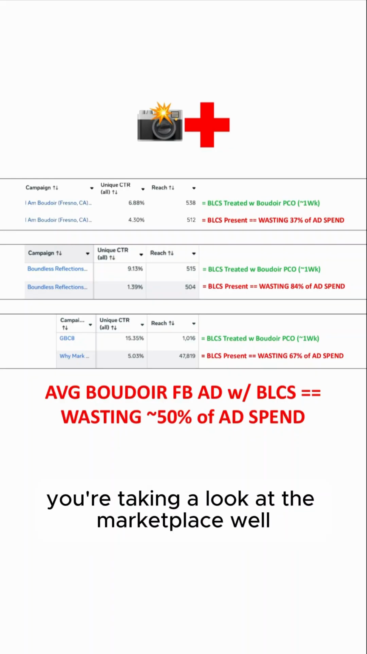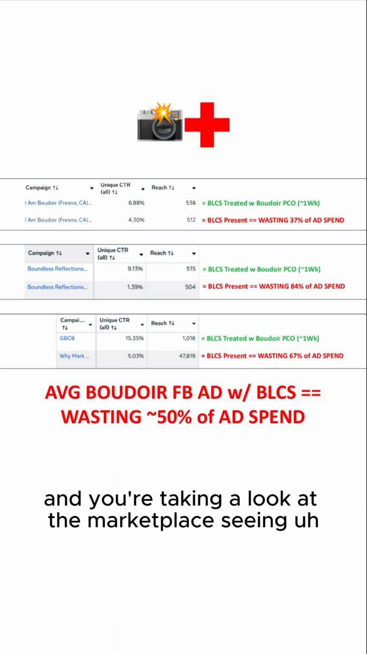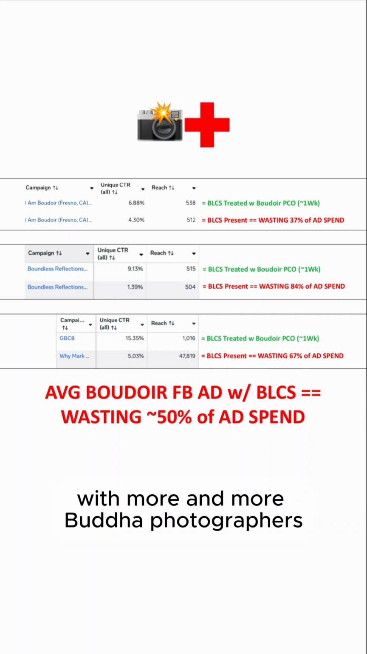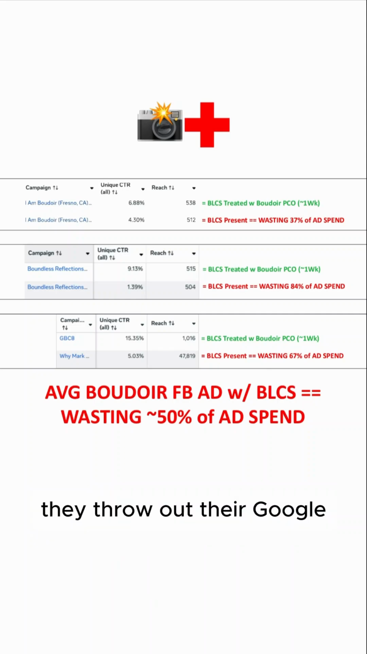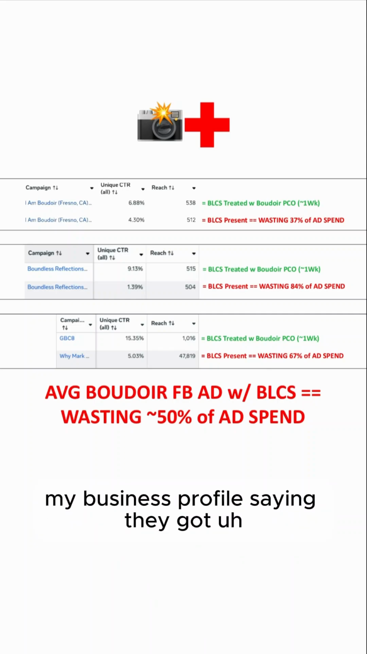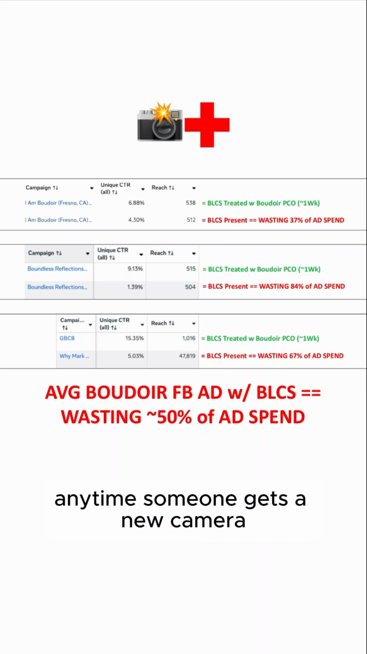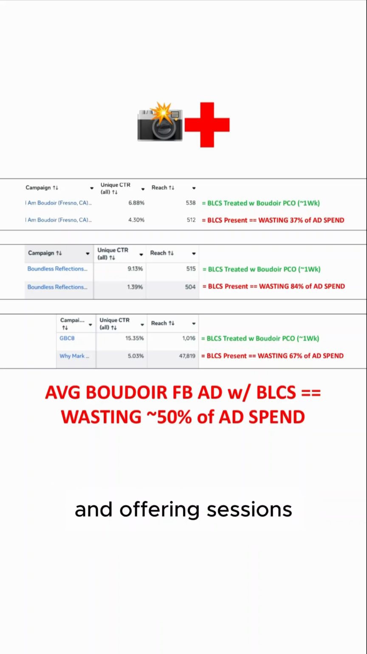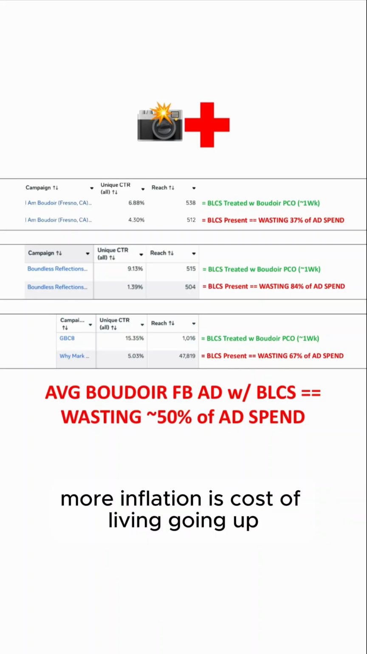you're taking a look at the marketplace. Well, you're spending more than 10 grand a month on Boudoir Facebook ads, and you're seeing the marketplace become more and more saturated with more and more boudoir photographers day after day. It seems like anytime someone gets a new iPhone, they throw up a Google My Business profile saying they're now a boudoir photographer. And anytime someone gets a new camera, they're posting in the mom group saying they're now a boudoir photographer and offering sessions. So you see it's getting more and more competitive, and you're also seeing more inflation, cost of living going up.